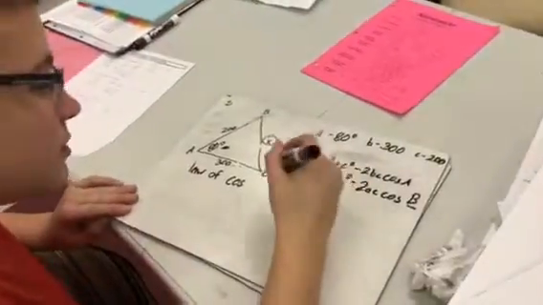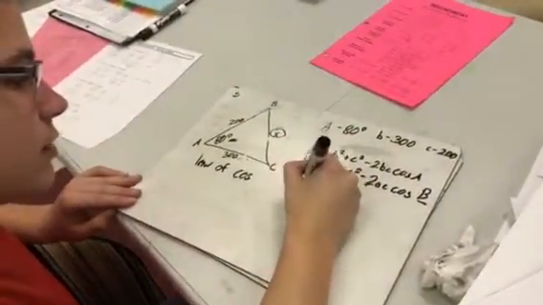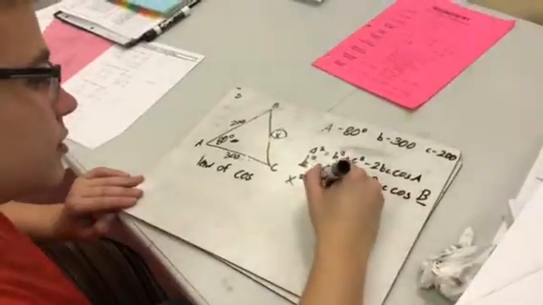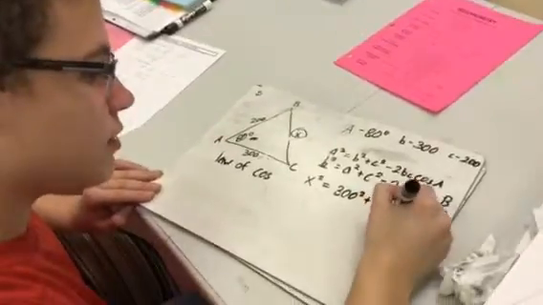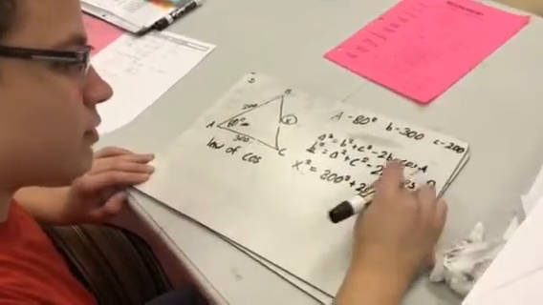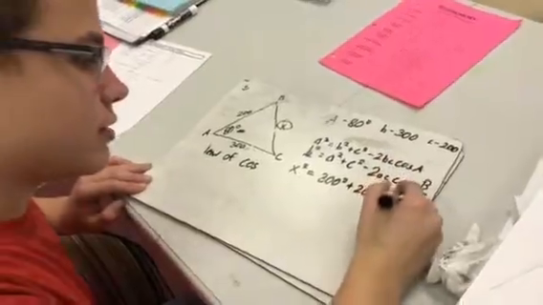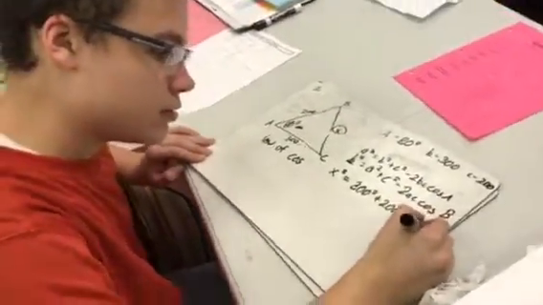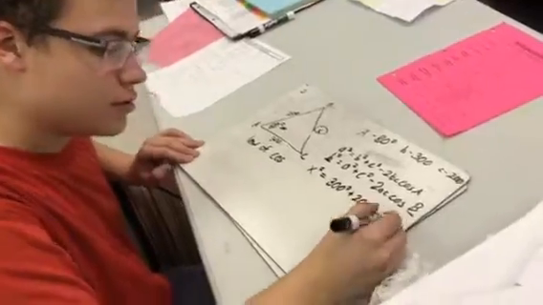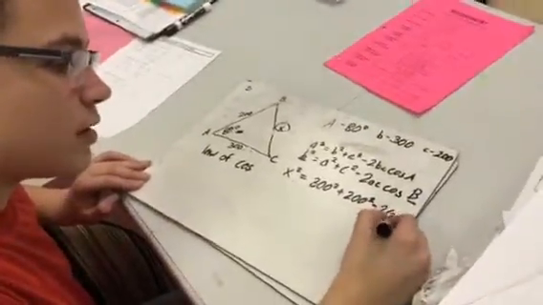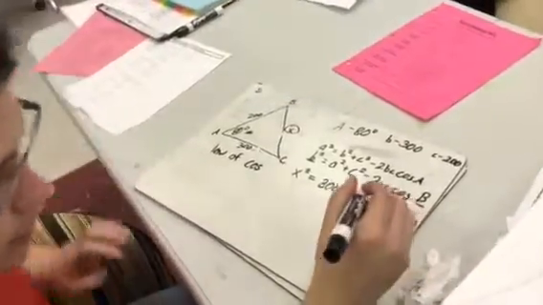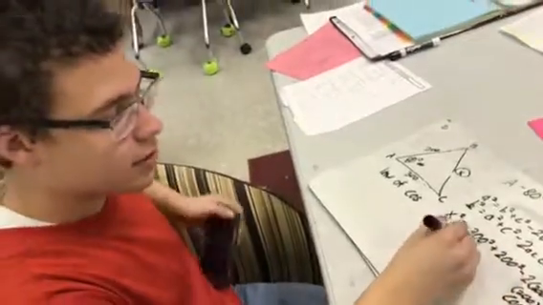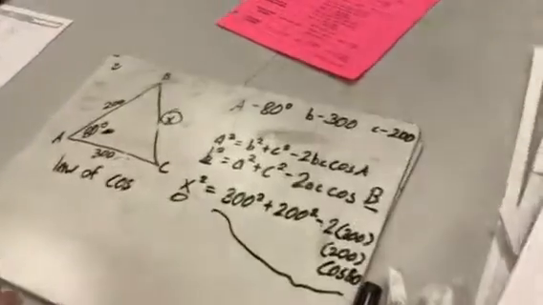So what would happen is x squared equals 300 squared plus 200 squared minus 2 times 300 times 200, and then cosine of 80. I messed up because it's too low, but you know. Since everything is on one side instead of having one over here, you can just plug it all into a calculator.